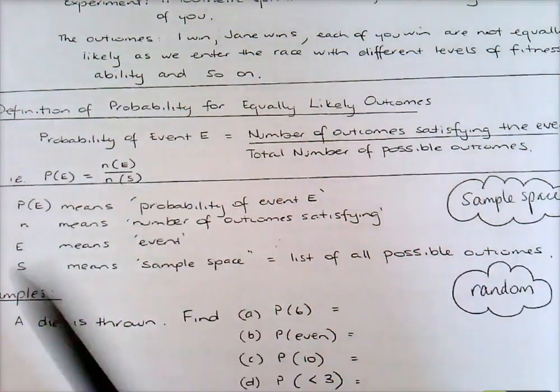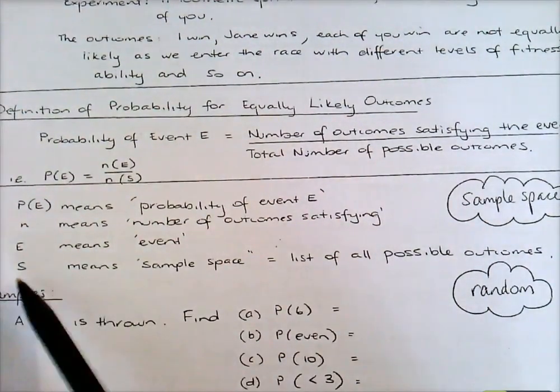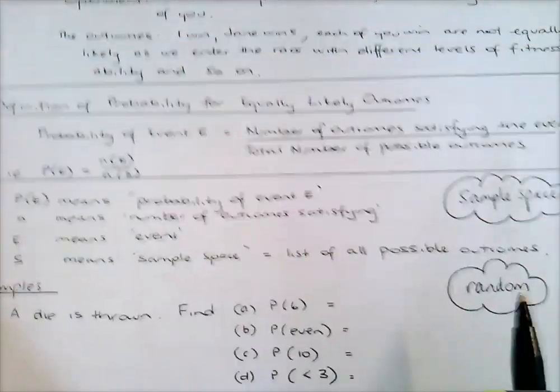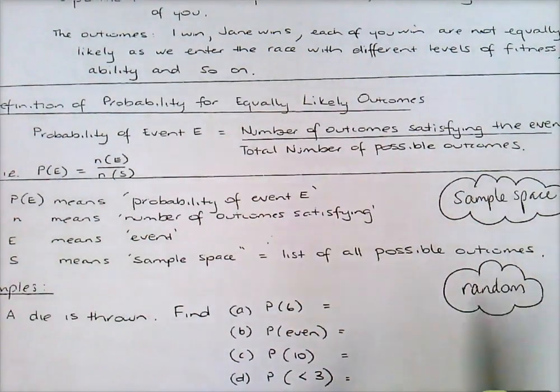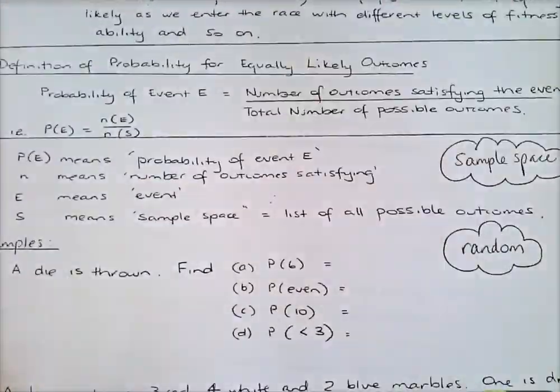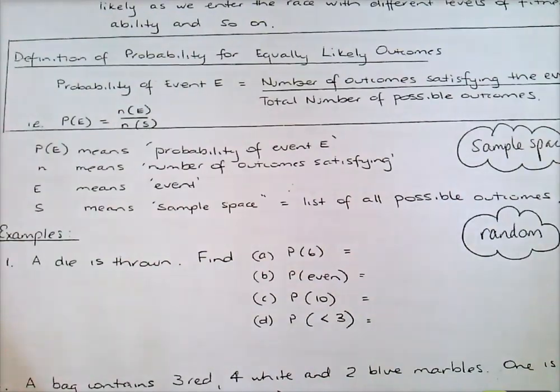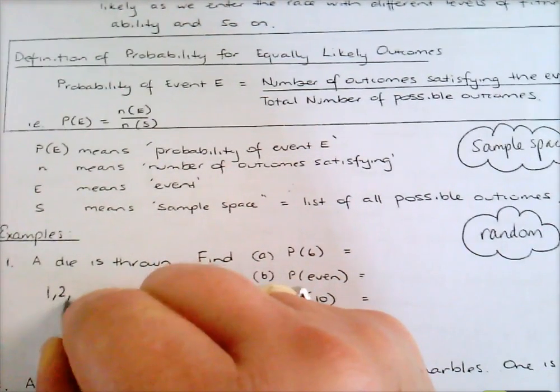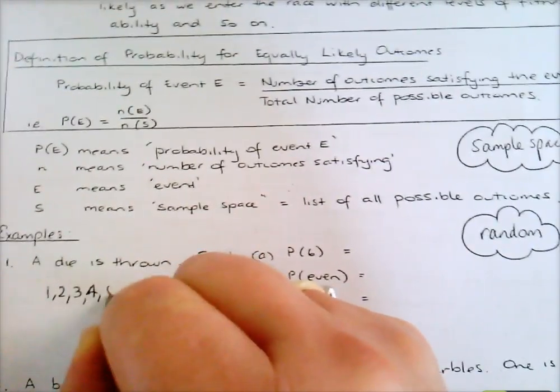Now, we've got that down here. P(E) means probability of the event. N means number of outcomes satisfying. So N(E) means number of outcomes satisfying the event, E means the event, and S means the sample space or the list of all possible outcomes.